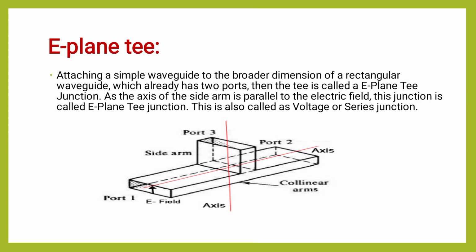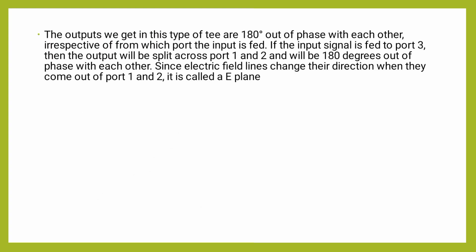Now let's see the operation of the E-plane T. The outputs we get in this type of T are 180 degrees out of phase with each other, irrespective of which port the input is fed from, which means whenever we give an input to any port of the E-plane T, the outputs will be 180 degrees out of phase. And if the input signal is fed to port 3, let us assume you give input to port 3 of the E-plane T, then the output will be split across port 1 and port 2 and will be 180 degrees out of phase with each other.